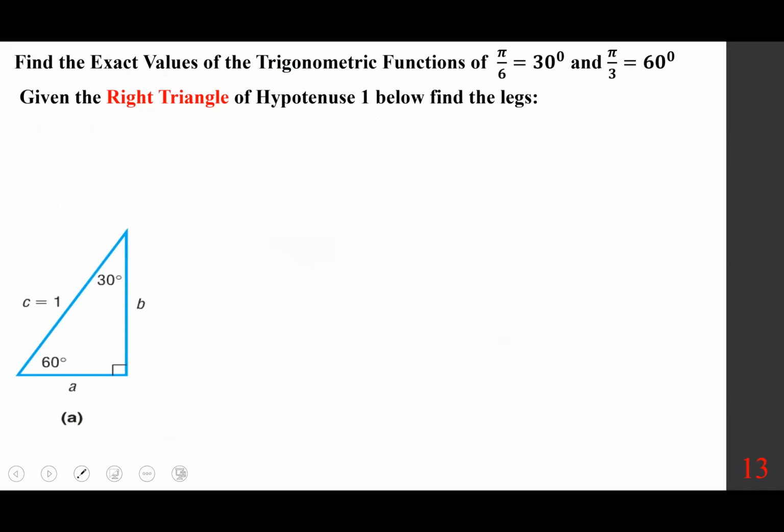We want to find the exact values of the trig functions for pi over 6 or 30 degrees, and pi over 3 or 60 degrees. And here's how we start. We start with a right triangle. We choose the hypotenuse, the side across from the 90-degree angle, which is the largest side, to be 1. Remember, the larger the angle, the larger the side opposite it. We choose this to be 30 degrees, we choose this to be 60 degrees, and we choose the side to be 1.